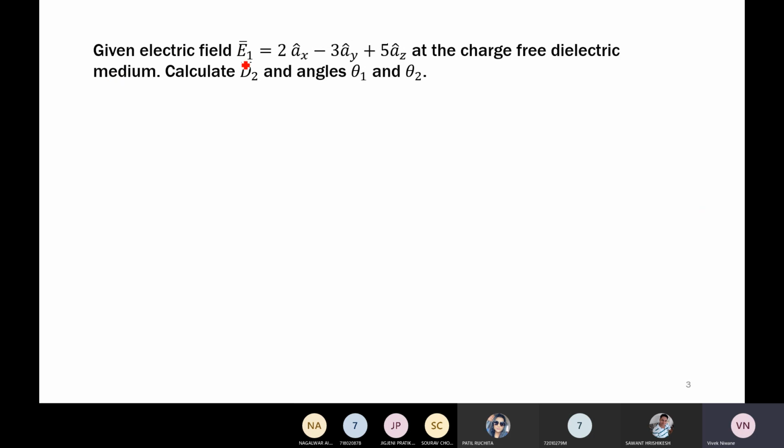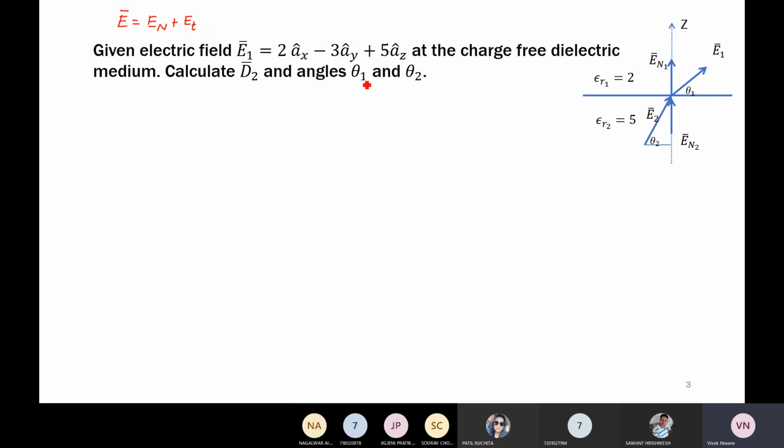Given electric field. Okay. E1 दिया हुआ है. So do remember that any vector, so let us talk about E vector, can be expressed as addition of its normal component plus a tangential component. Okay. So E1 bar is equal to 2ax cap minus 3ay cap plus 5az cap at the charge free dielectric medium. मतलब क्या कहा है आपको कि भाई dielectric medium है. Calculate D2 and angles theta 1 and theta 2.